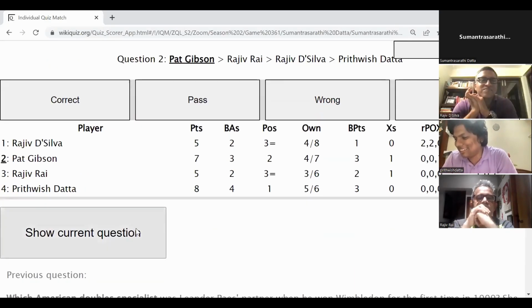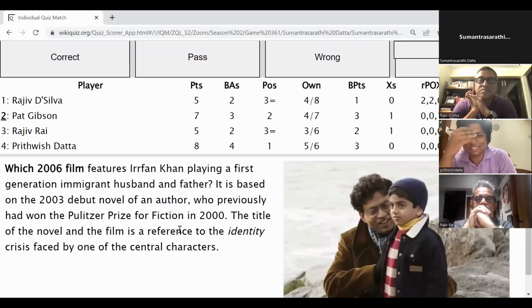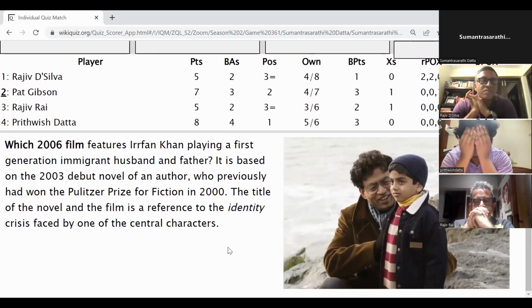And Gibson, your second question. Which 2006 film features Irrfan Khan playing a first-generation immigrant husband and father? It is based on the 2003 debut novel of an author who previously had won the Pulitzer Prize for Fiction in 2000. The title of the novel and the film is a reference to the identity crisis faced by one of the central characters.